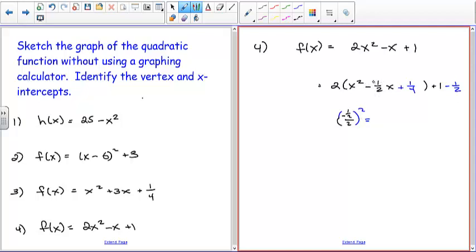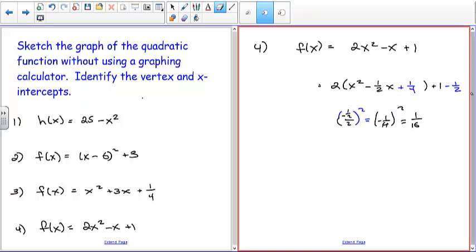So you take this number, divide it by 2. That's the same as -1/4. So -1/2 divided by 2 is -1/4. You square that, you get +1/16. Okay, so let's fix that. So it's going to be +1/16.